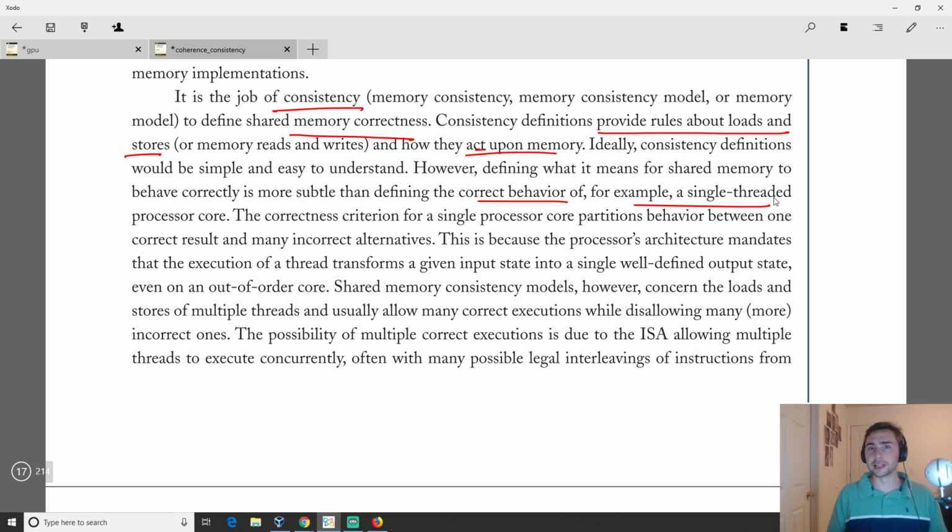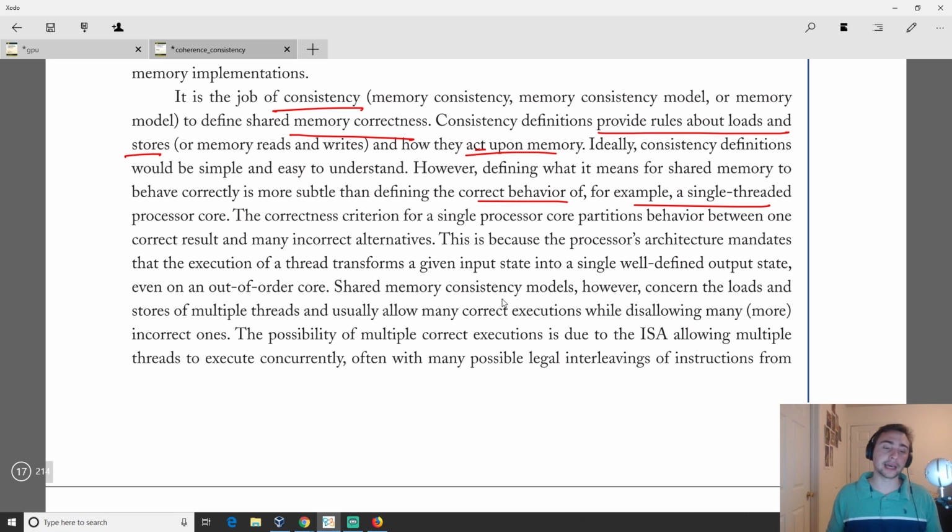So while they may execute out of order, they will retire or commit the instructions in order. So there is a single well-defined output state that we're looking for. But this really gets complicated when we get to having multiple cores and multiple threads. And the reason why is because no longer do we have a single correct output. We have potentially multiple correct outputs.